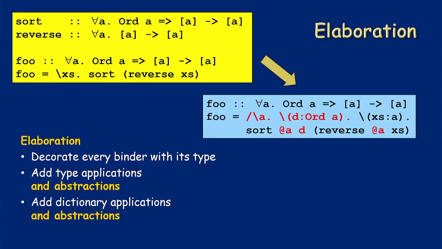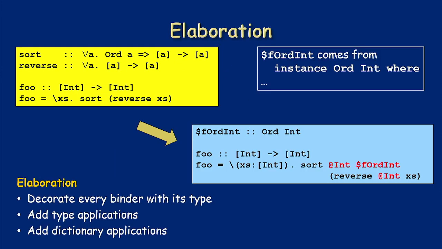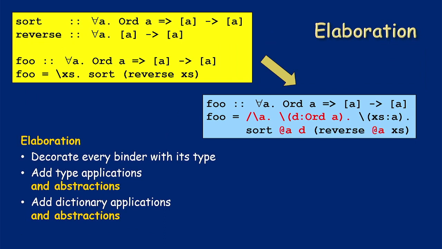Right, and the elaboration also has to deal with abstractions, not just applications. So here, my foo was not polymorphic. It was just list of Int to list of Int. Now here, this foo, same code, but now it's polymorphic: forall a, Ord a, list of a to list of a. So what does it do? Foo has a forall type, so it must start with a big lambda. And it's got an Ord constraint, so it must have a lambda for some dictionary for Ord. And then it has its value argument, xs, explicitly typed with type list of a. Oh dear, sorry, that should be list of a.